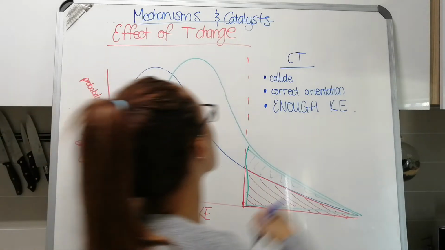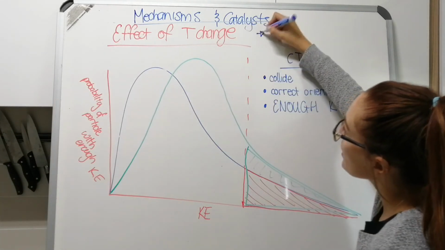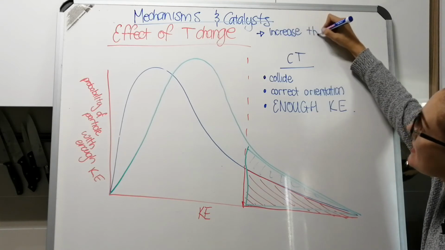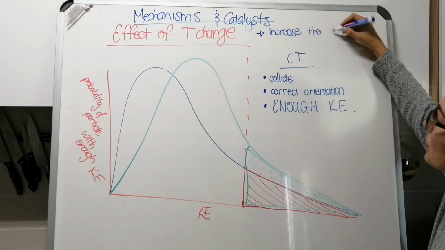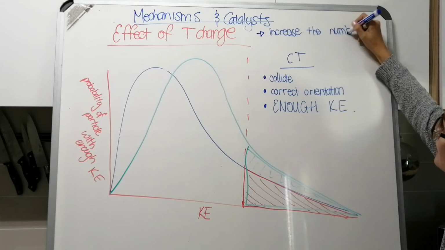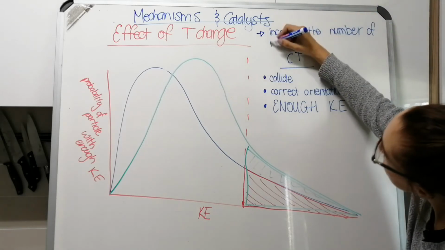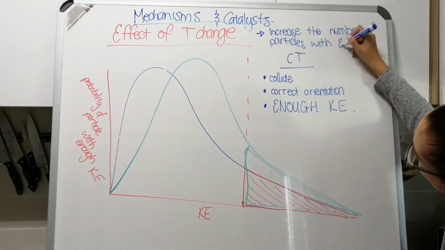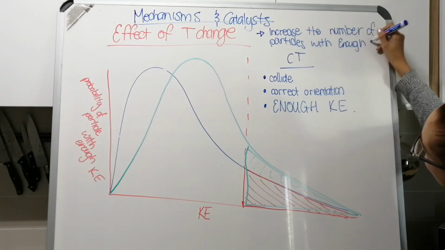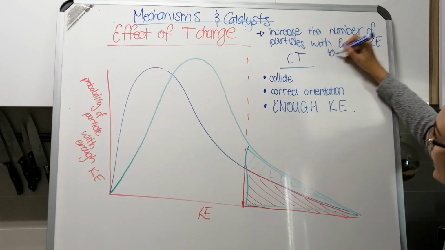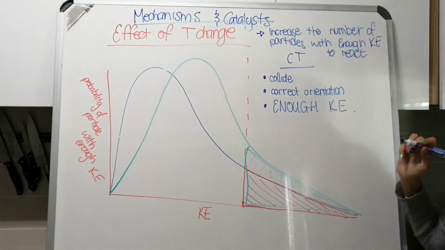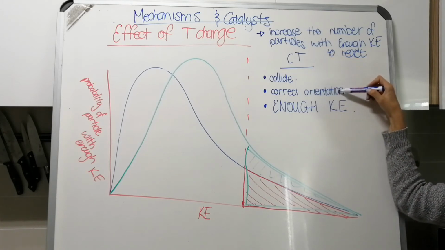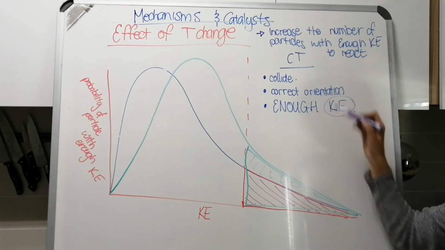Okay, so increasing the temperature, the effect of temperature change, what it does is it increases the number, this is on your notes, I'm just highlighting it, it's very important. It increases the number of particles with enough kinetic energy to react. Okay, so remember, in order for a reaction to take place, particles must collide with the correct orientation and with enough kinetic energy.